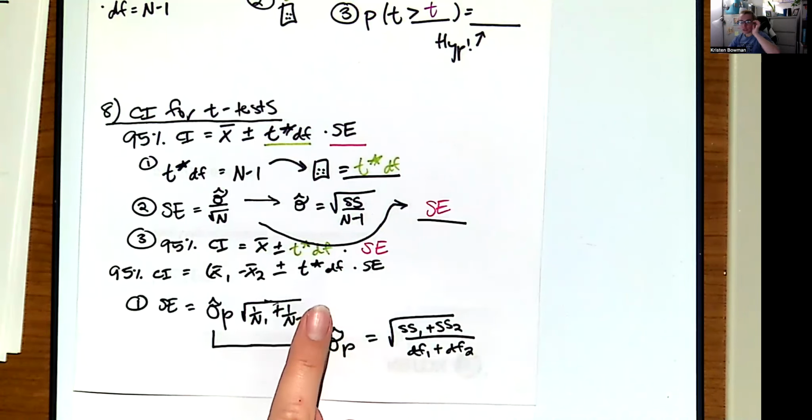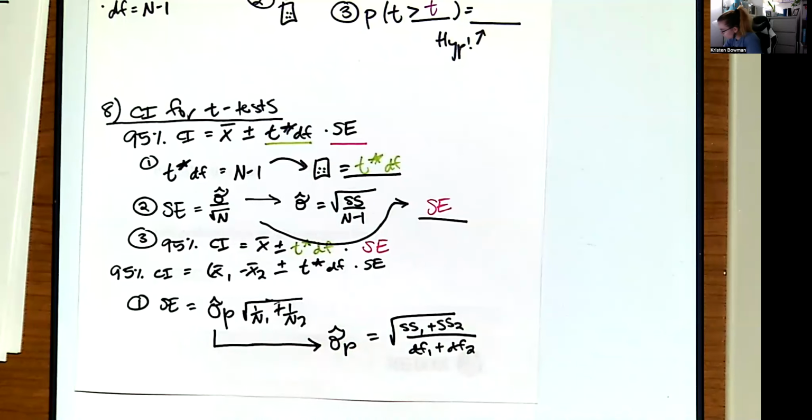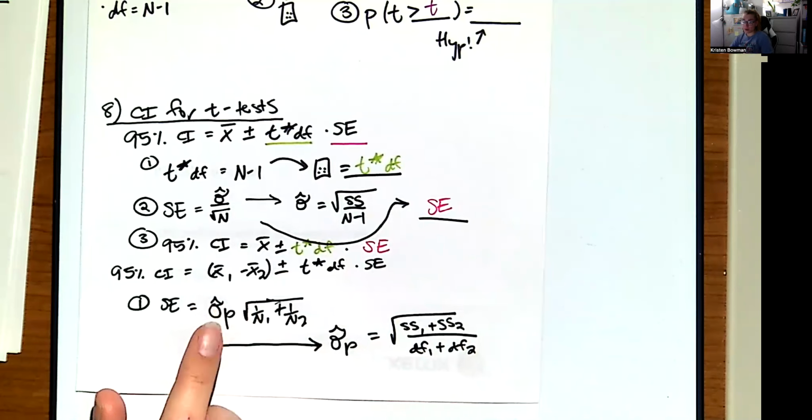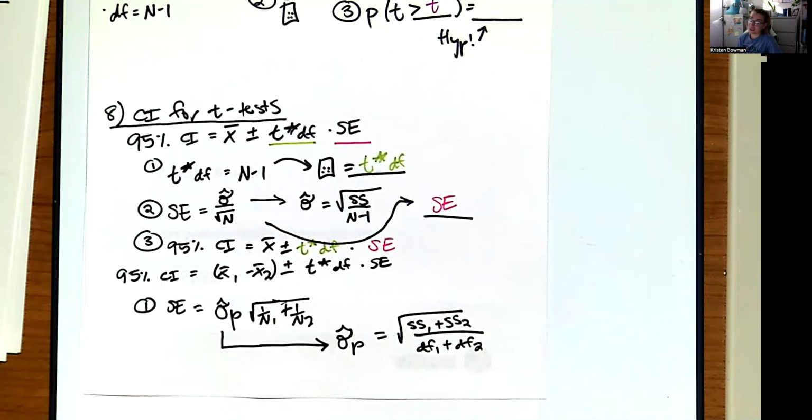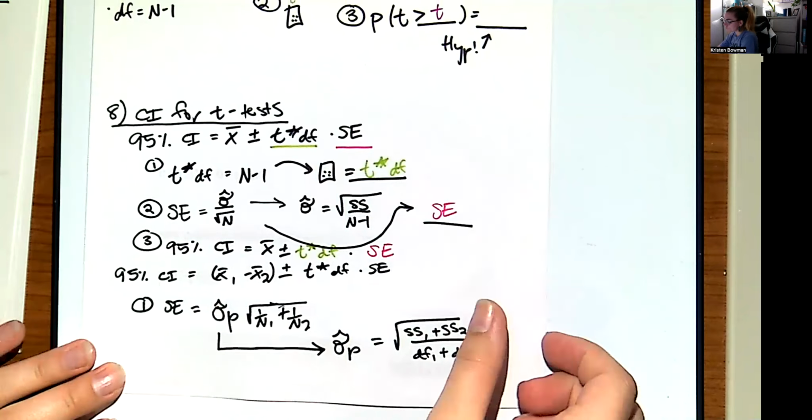Think about your T star DF, right? SE is going to be very different. Oh, I forgot a parenthesis right there. Your X bar 1 minus X bar 2 should be fairly easy to solve for. Remember that whenever you're using X bar 1 and X bar 2, you could potentially assign those groups. Think about if you want it to be positive or negative, etc.